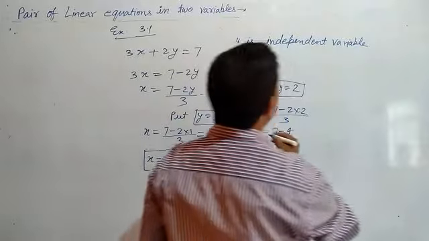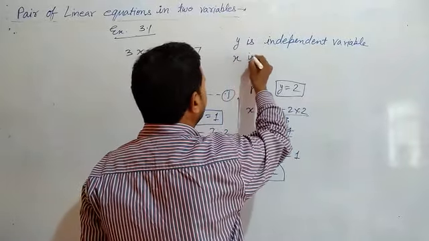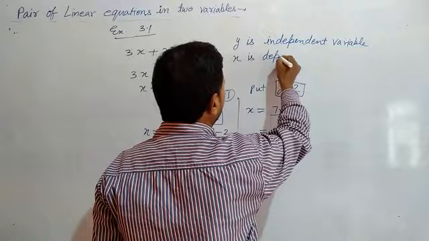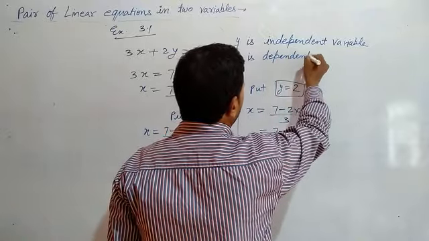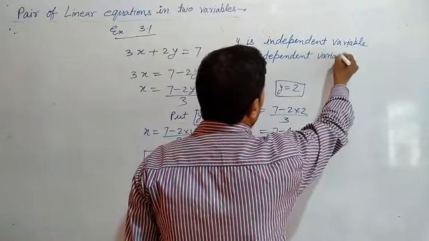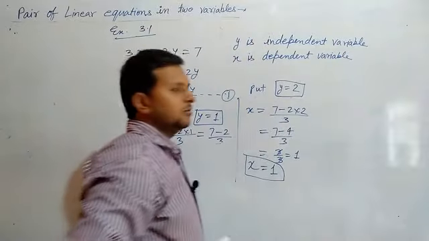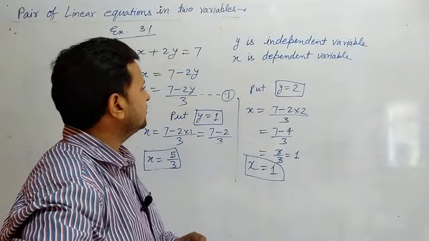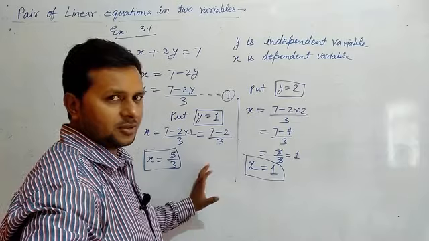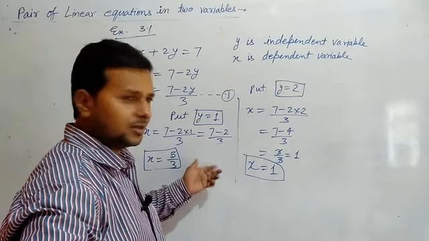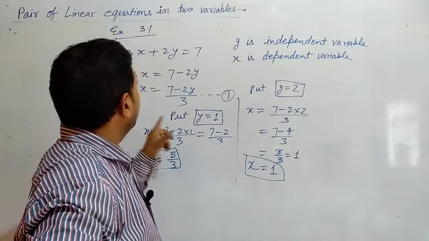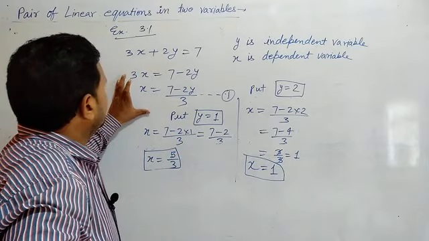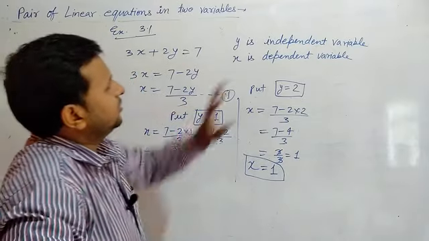Right? y is the independent variable, and x is the dependent variable. I think you are understanding these terms very well. The concept should be clear here, because it is a very easy method to know about dependent and independent variables.